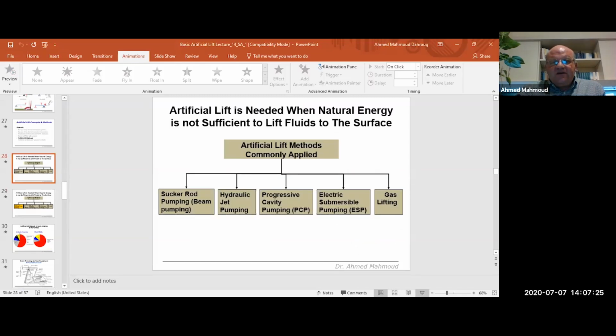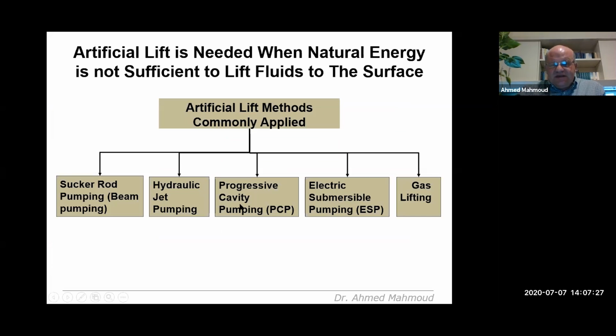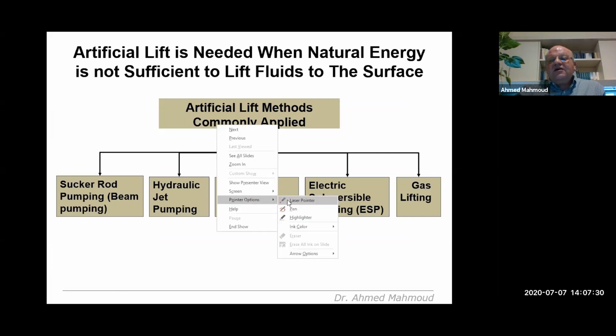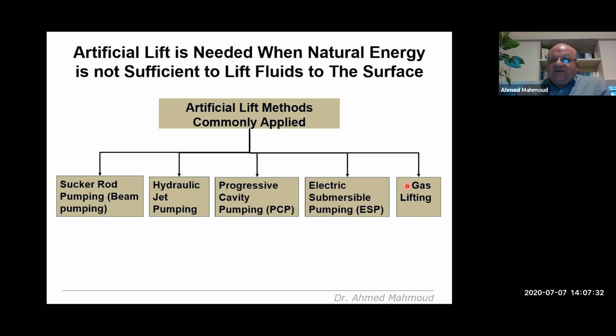If we go here, I hope you can see this, and we pick up the laser. Gas lift is the main system that works on changing the hydrostatics, because we are injecting gas to reduce the hydrostatic head and be able to lift to surface. The sucker rod is based on mechanics, the ESP on the stator rotor concept, and the same for these two pumps as well.